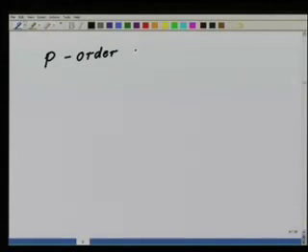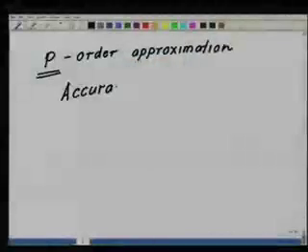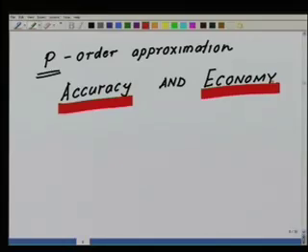Now the question is, can I generalize it to any p order approximation? Nobody tells us that the approximation should be of order 1, 2, 3 or 4. What governs whether I use an approximation of order 1, 2, 3 or even 100 is, first of all, the accuracy of the solution that we desire and also the economy of the computation. So accuracy and economy, these are some of the primary considerations that we have to have.